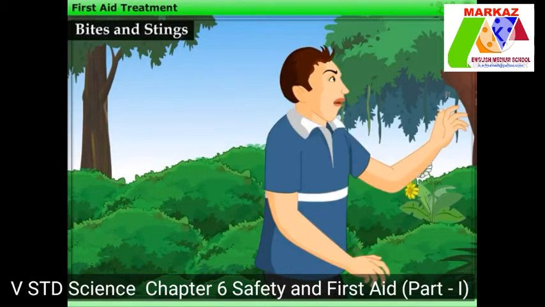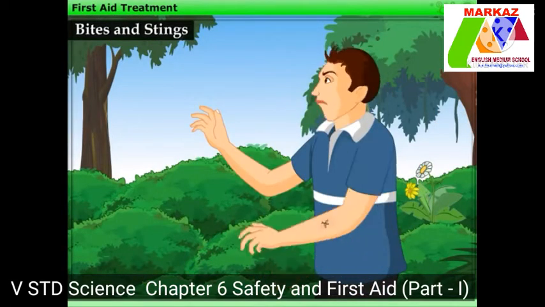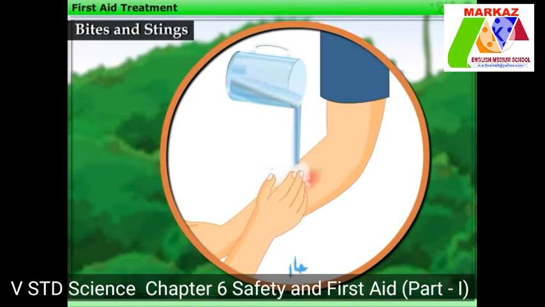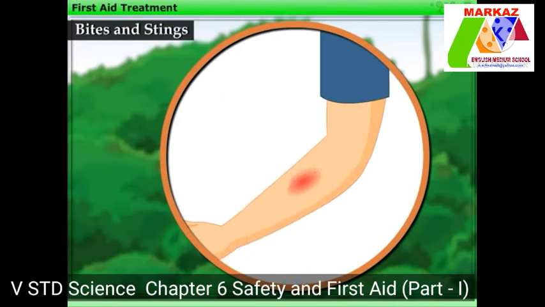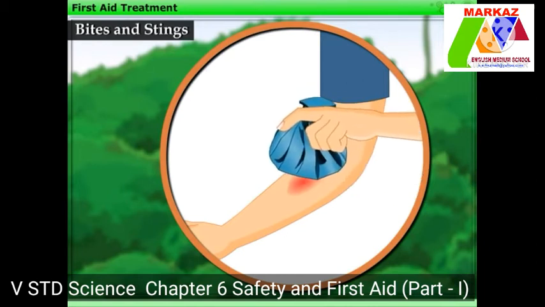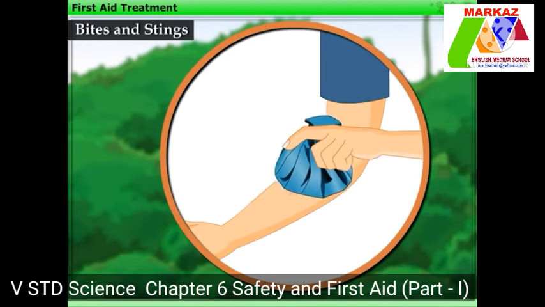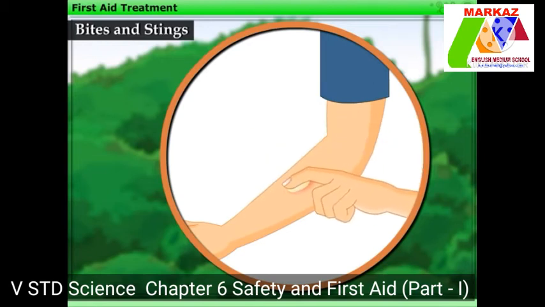Father then tells Harry that if a bee, wasp or hornet stings someone, then the area should first be washed with soap and water. The sting should be removed and then the sting site should again be washed with water. An ice pack should be applied to relieve pain and swelling. As an alternative, we can also apply a paste of baking soda and water on the sting site.